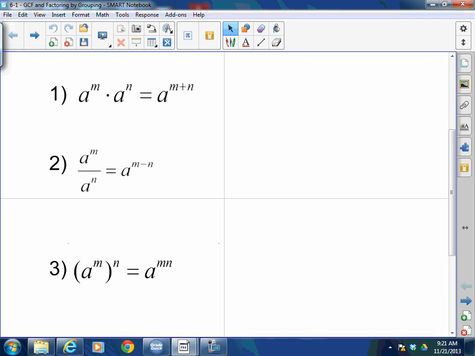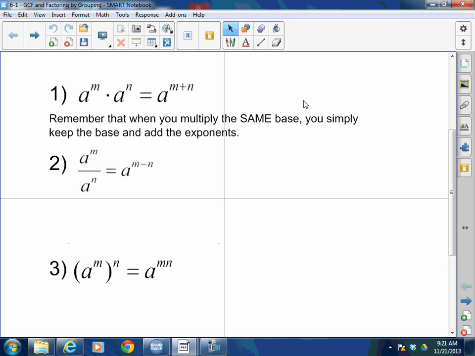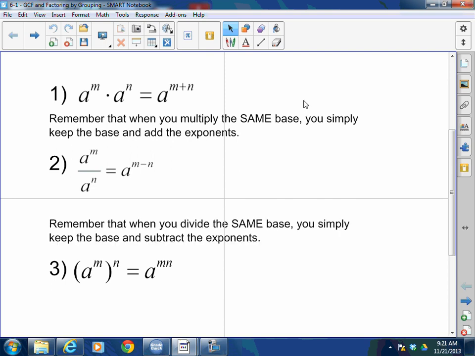Please remember that when you have a to the m times a to the m, you keep the same base and you add the exponents. Okay? Keep the same base and add the exponents. When you have a to the m divided by a to the n, please remember that you keep the base and you subtract the exponents.